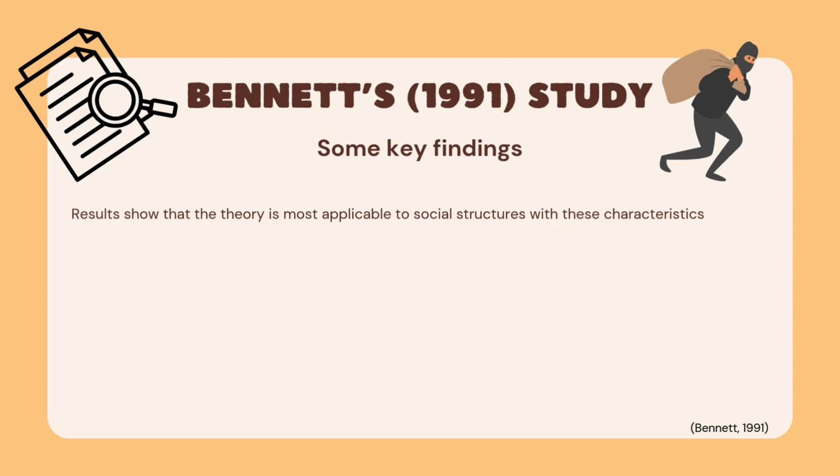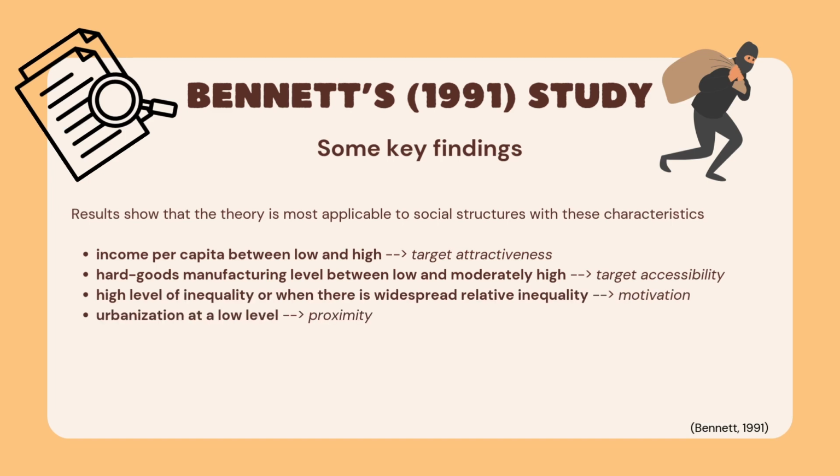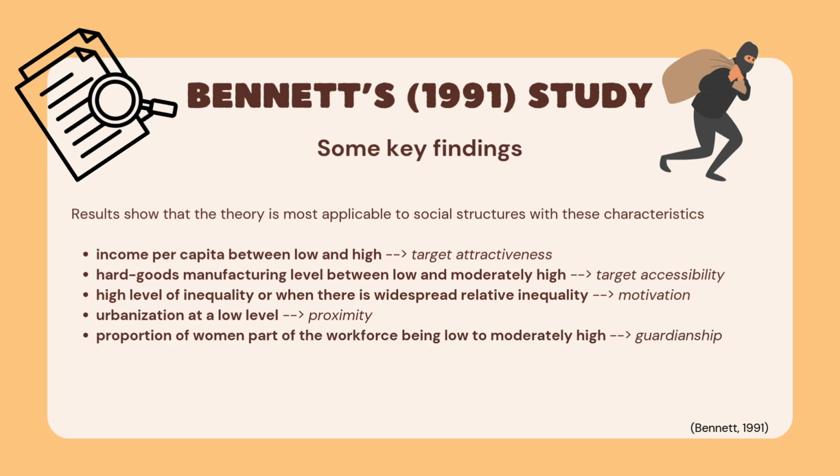Particularly, the results show that their theory is most applicable to social structures that have these 5 characteristics: income per capita falling in the range between low and high, hard goods manufacturing level falling in the range between low and moderately high, high level of inequality or when there's widespread relative inequality, urbanization at a low level, and proportion of women who are part of the workforce being within the low to moderately high range.